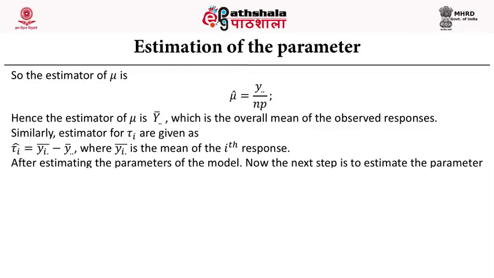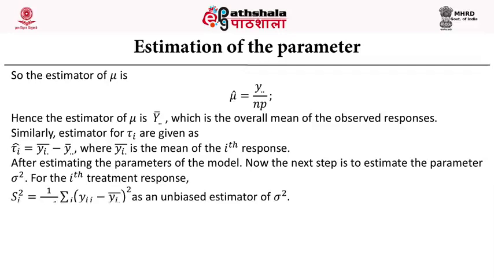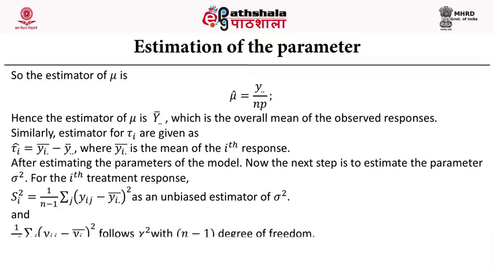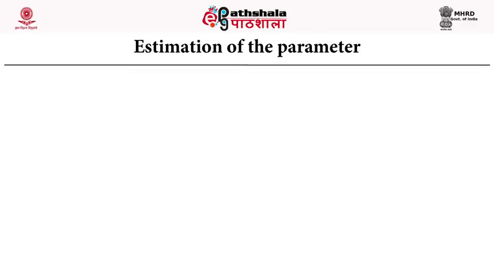After estimating the parameters of the model, the next step is to estimate the parameter sigma square for the ith treatment response. As we know, Si square is an unbiased estimator of sigma square. So 1 upon sigma square times the summation of (Yij minus Yi dot bar) whole square follows a chi-square distribution with n minus 1 degrees of freedom. This is the property that if a variable follows a normal distribution and you scale it, then it follows a chi-square distribution with 1 degree of freedom. So using the above information, we can find an estimator of sigma square.